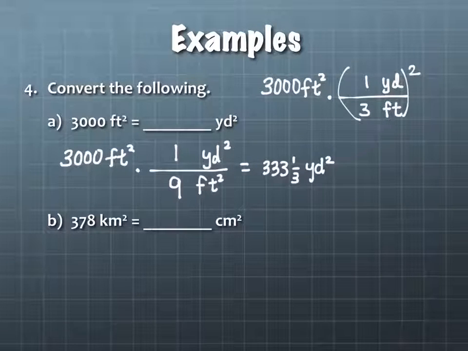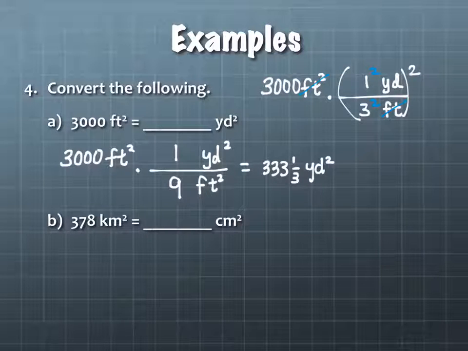That's how I'm going to get my feet squared to cancel. So this is going to cancel, this is going to cancel, and it means that I'm going to square each of these values inside. So I have the 1 squared and I have the 3 squared. So there's the 9. You don't have to like it, but it's another way to think about it. It's just a squaring relationship.